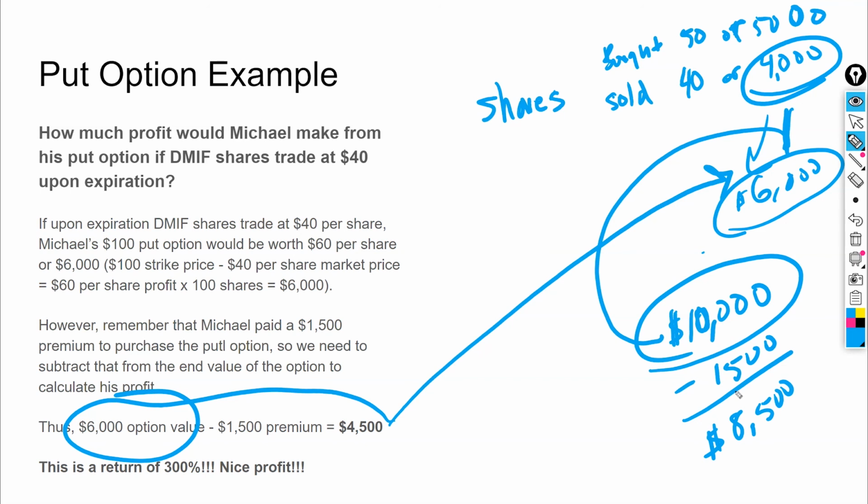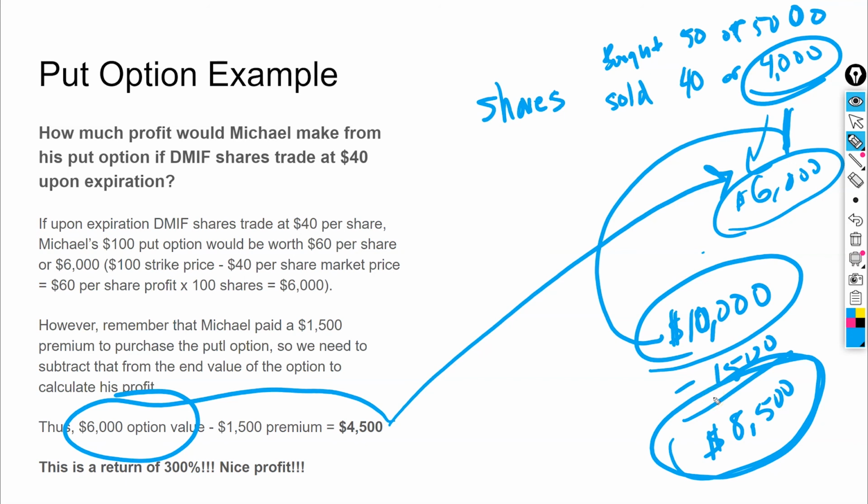So essentially, like we showed on that profit loss graph, he at least locked himself in so that he would not lose if the shares fell below $85. He would always, in every scenario, be able to walk away with $8,500.